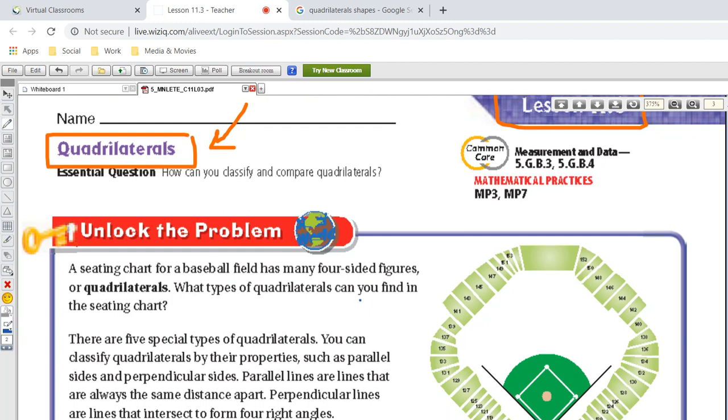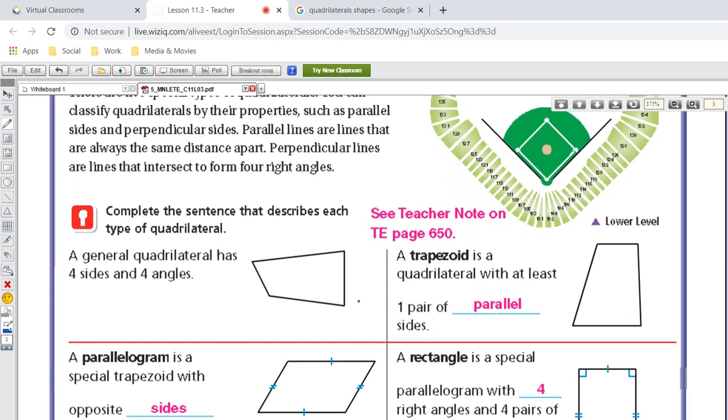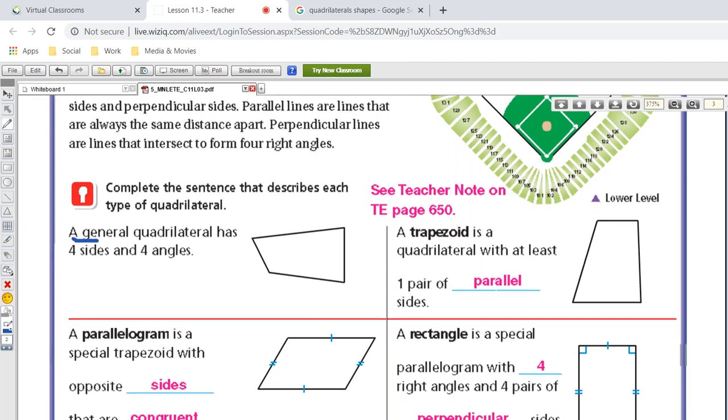We have here, firstly, a general quadrilateral has four sides and four angles. As we studied before, a quadrilateral has four sides and four angles. It's very clear. It's about polygons. As we learned in the previous lesson, we have quadrilateral, four sides, four angles. And today we are going to discuss some types of quadrilateral.